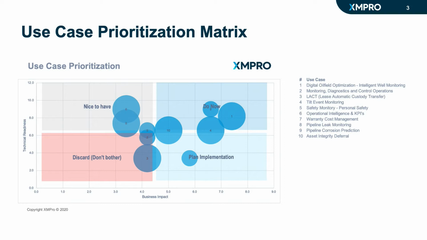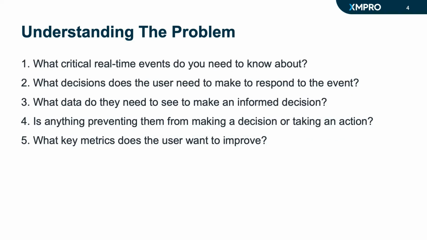In this example, we're trying to reduce unplanned downtime of boiler feed pumps in a thermal power plant. We've determined that this problem has a high impact on our business and that it's technically feasible to build a real-time condition monitoring app with the data that we have available. When we think about this problem, there are 5 things that we need to consider.